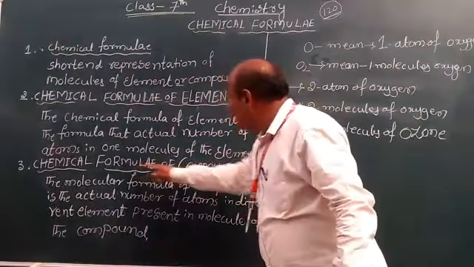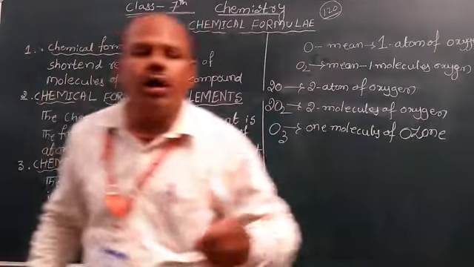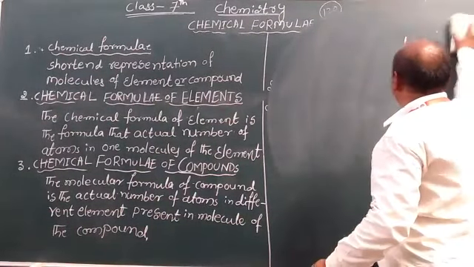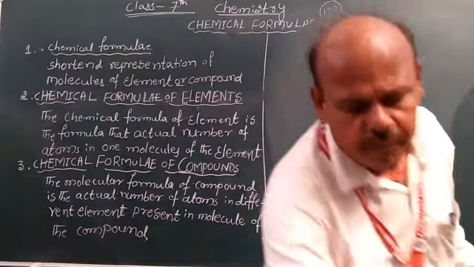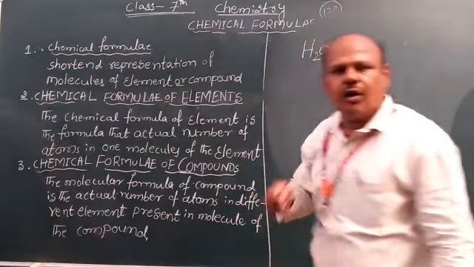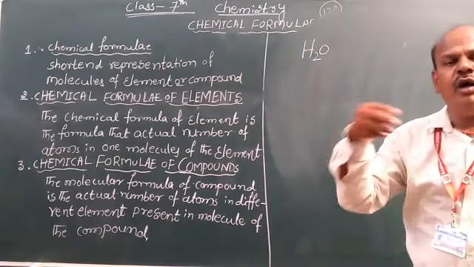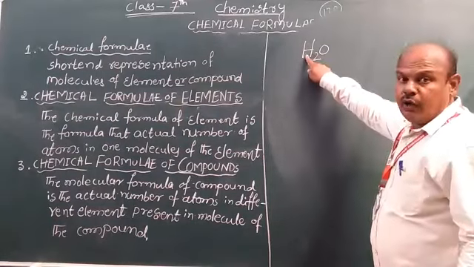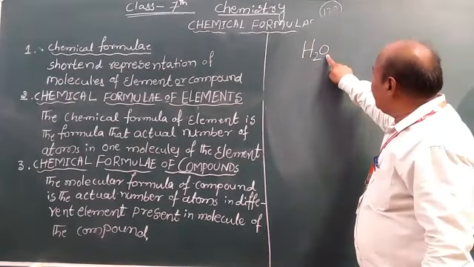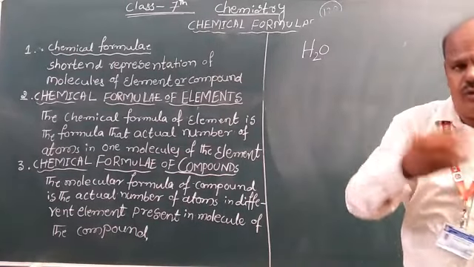Next, take the chemical formula of a compound. We know that the chemical combination of 2 or more elements is known as a compound. For example, take water. Water is a compound because hydrogen and oxygen, 2 elements, combine together to form water. How many atoms of hydrogen are present? 2 atoms of hydrogen. Only 1 atom of oxygen is present. Hydrogen plus oxygen combine together to form a compound.